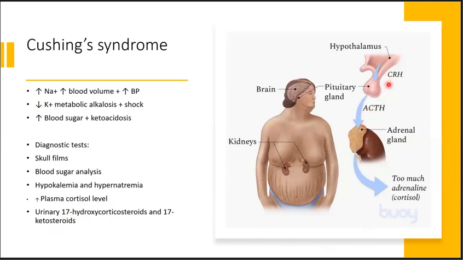So now we see the hypothalamus stimulates the pituitary gland, which secretes the ACTH, that stimulates the adrenal gland, but instead it's producing too much cortisol. Remember, the adrenal glands are located just above your kidneys.